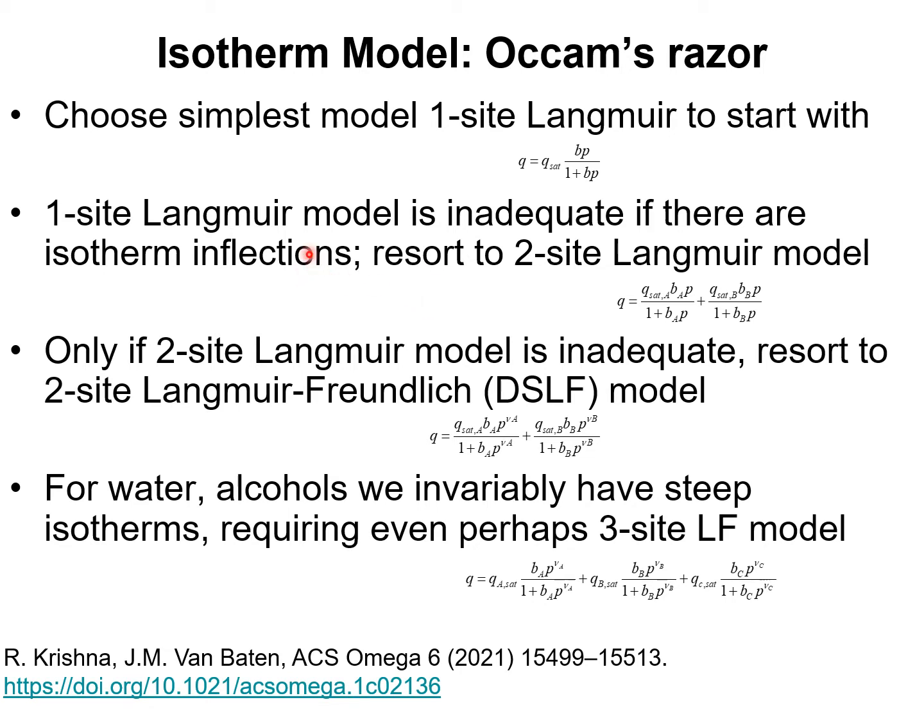For example, if I have adsorption of say normal butane or isobutane in MFI zeolite, where the isoalkane locates preferentially at the intersections, the unary isotherms show strong inflections that can only be captured by a two-site Langmuir model. So the next choice would be this one, and only if this fails do I proceed further to invoke the two-site Langmuir-Freundlich model, where we have the Freundlich exponents nu A and nu B.